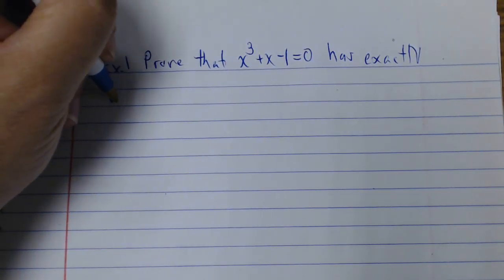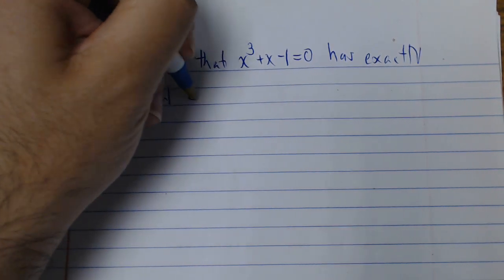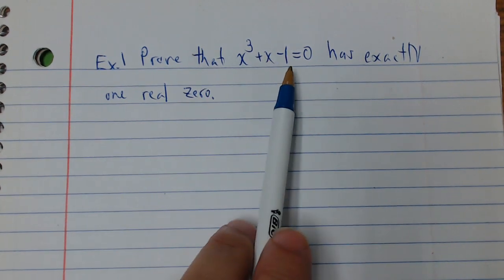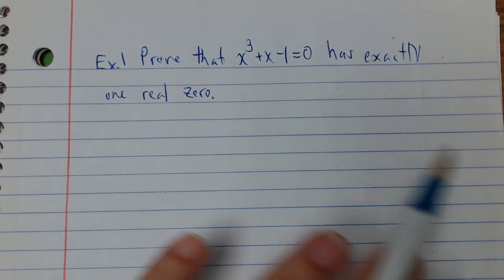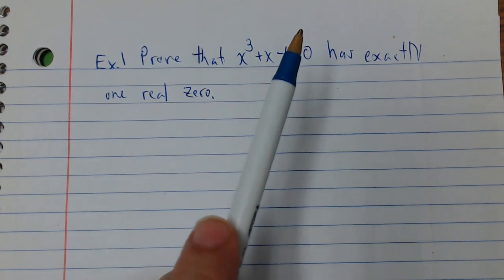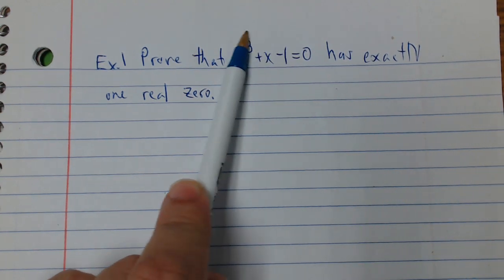So for example 1, we want to prove that x cubed plus x minus 1 equals 0 has exactly one real zero. Okay, so what's our goal? Our goal is to show that this guy has only one x-intercept, okay, and no more than one. So here's the problem. The first thing we need to show is that this guy even has an x-intercept, right?